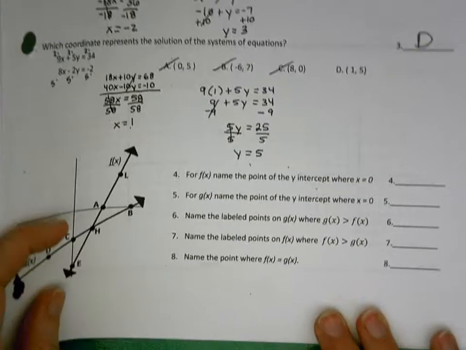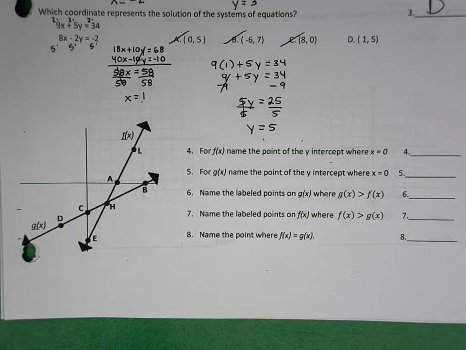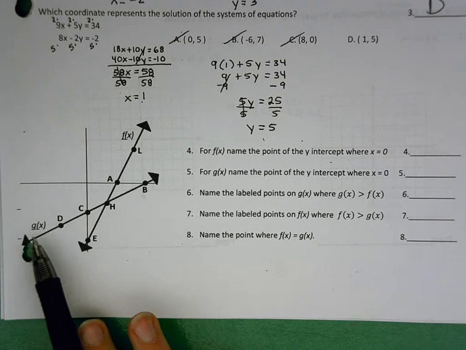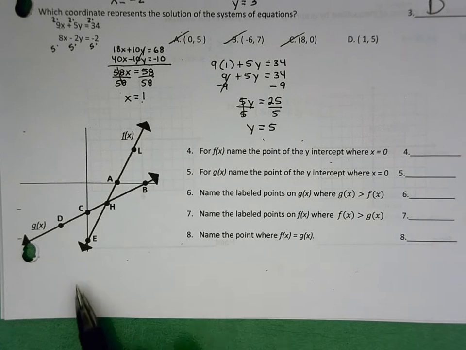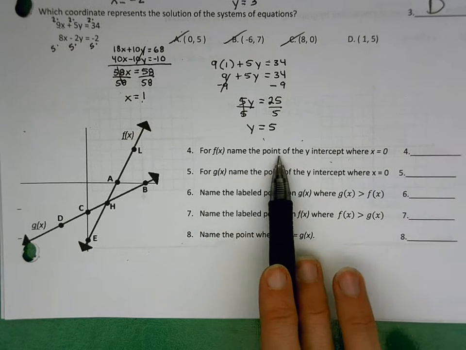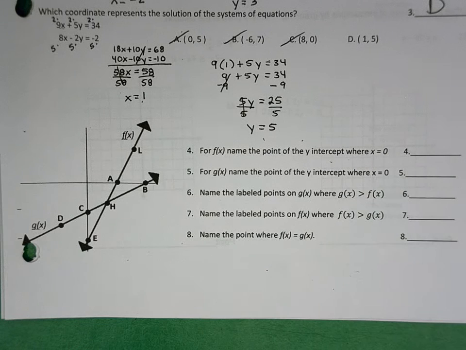The next 5 questions then all deal with relationships on a graph. Okay, we're looking here at 2 lines. We have a g of x line and an f of x line. This, by the way, corresponds to your 4.1b notes. Okay, so we have here, for f of x, name the point of the y-intercept where x equals 0.